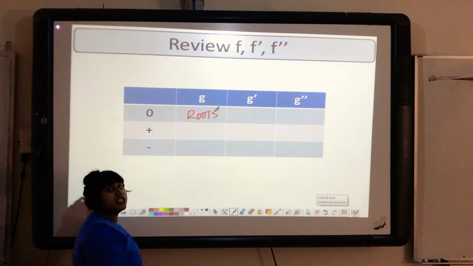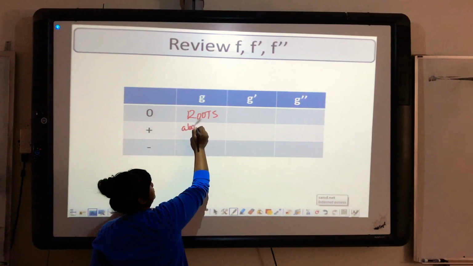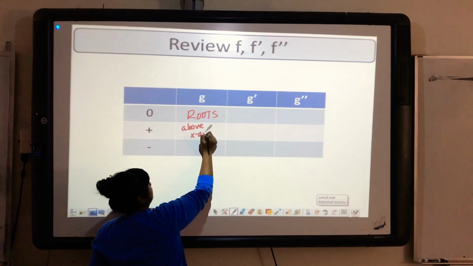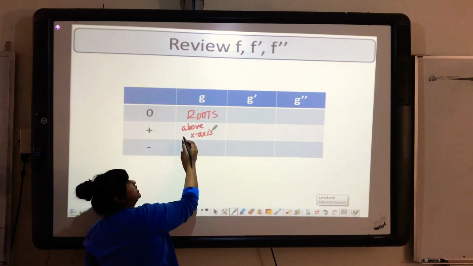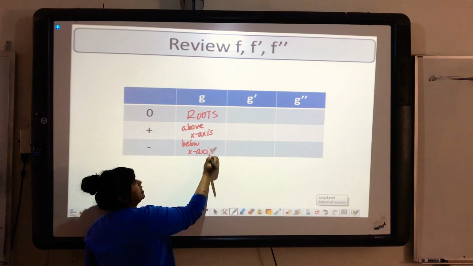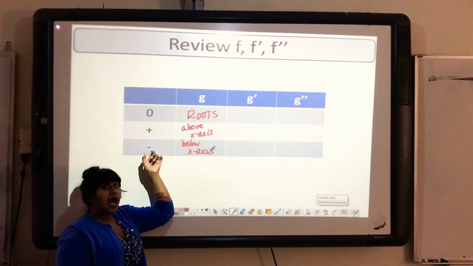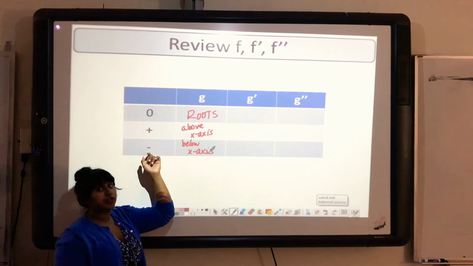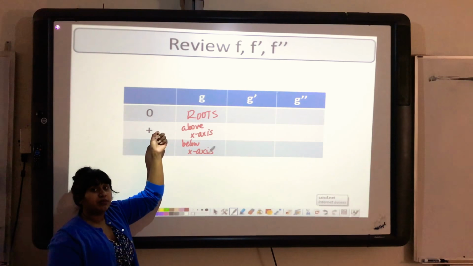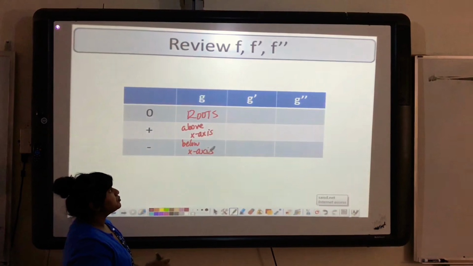When g is positive, that means I'm above the x-axis. And of course, when g is negative, it means I'm below the x-axis. And let's make a clarifying statement right here. When I say positive and negative, I am not referring to the slope. I am referring to its actual function value. When its actual function values are positive, then it must be above the x-axis.